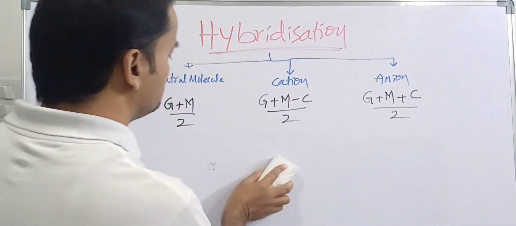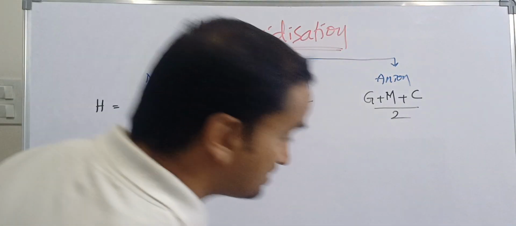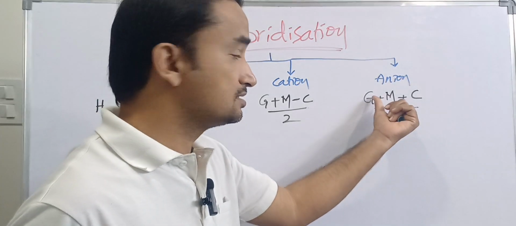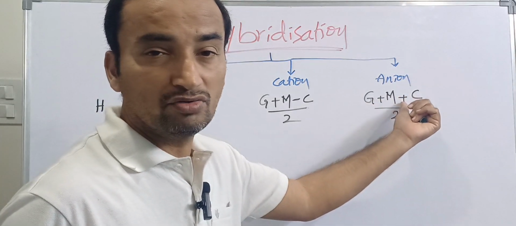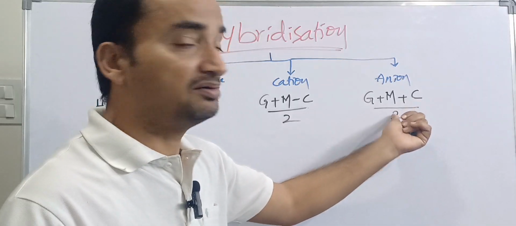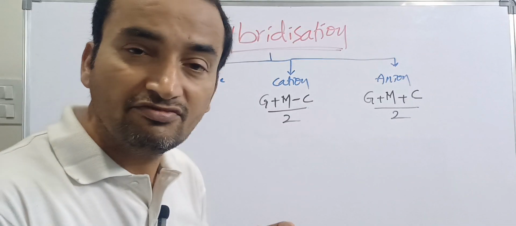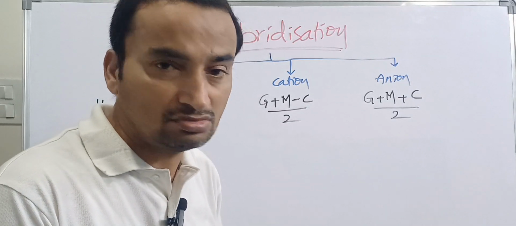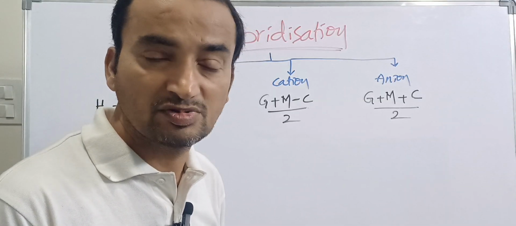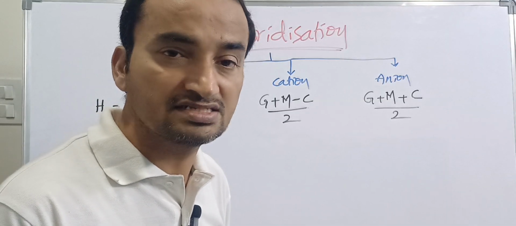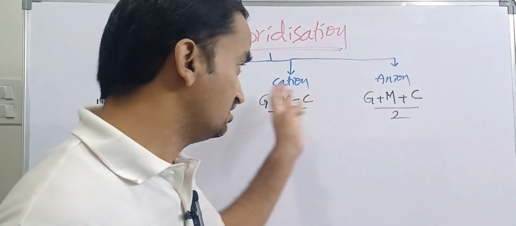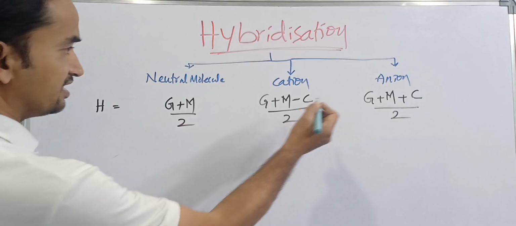Now in case of anions, we are going to add the charge. So the group number will be there, the number of monovalent atoms will be there, and we are going to add the charge, divided by 2. Suppose the total value is equal to 2, hybridization will be sp. If it is 3, sp2. If it is 4, sp3. If it is 5, sp3d. If it is 6, sp3d2. If it is 7, sp3d3, like that. Okay. Now we'll see the case of anions.